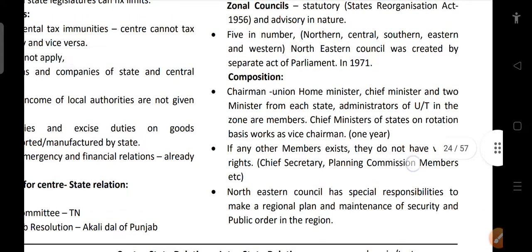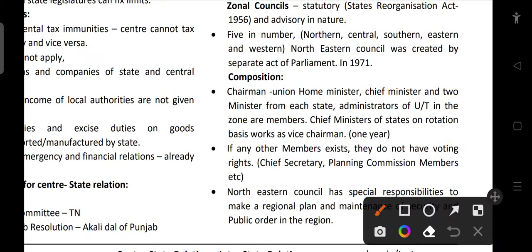Now what is the composition of this Zonal Council? The chairman is the Union Home Minister. The Chief Minister and 2 other ministers of each state will participate in it, and also administrators of Union Territories. So all these are members: the Home Minister is the chair, the Chief Minister, 2 other ministers, administrators of UTs are all members.